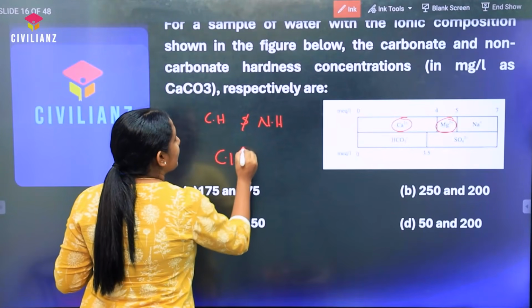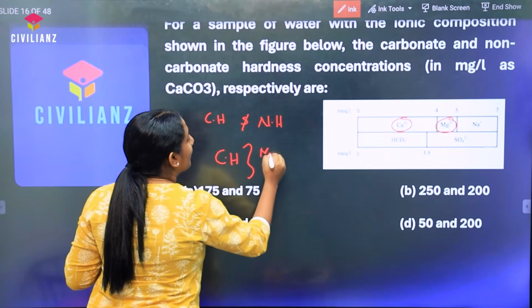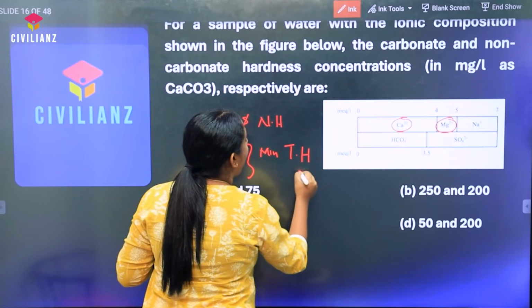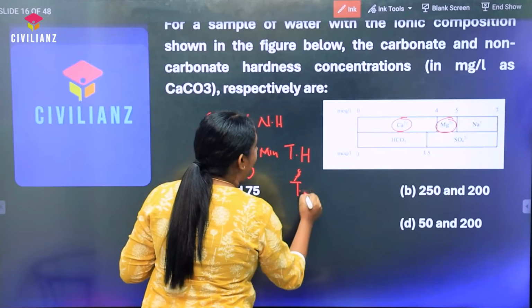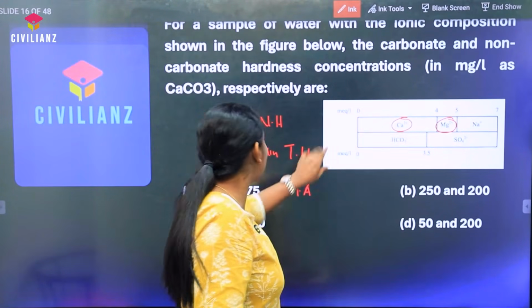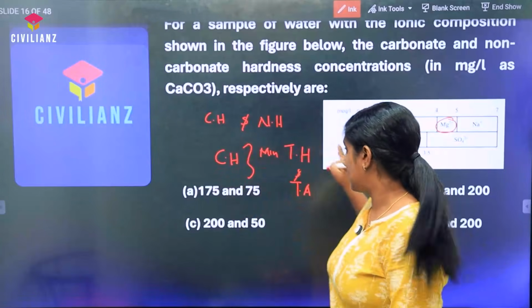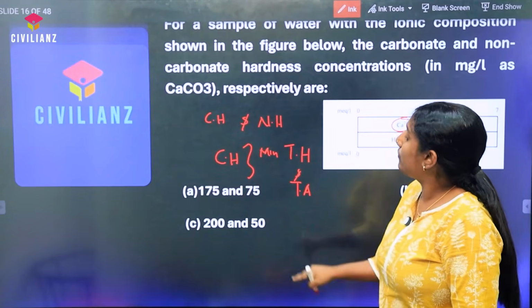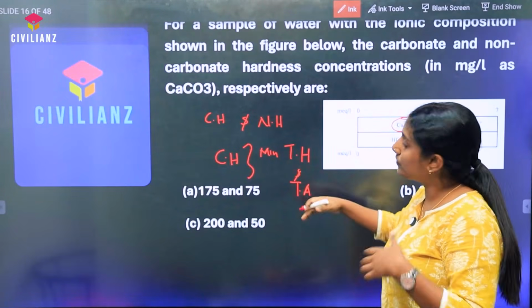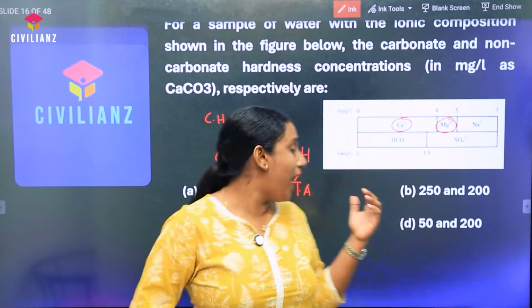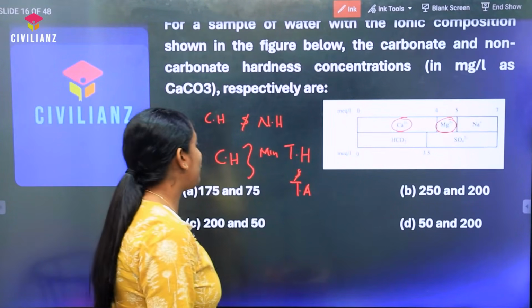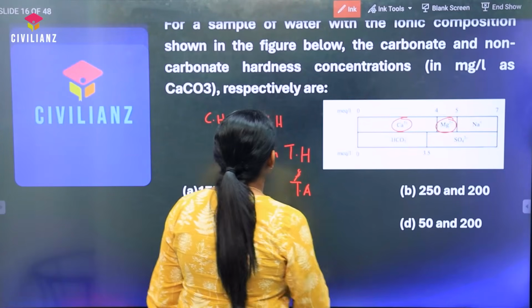Carbonate hardness is the minimum of total hardness and total alkalinity. So first of all, we have to find out total hardness and total alkalinity. Then we can find the minimum of these values, and select either the total hardness or total alkalinity, whichever is minimum. That is the carbonate hardness. Okay. So first, how do we calculate total hardness?